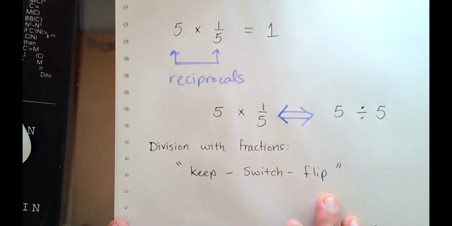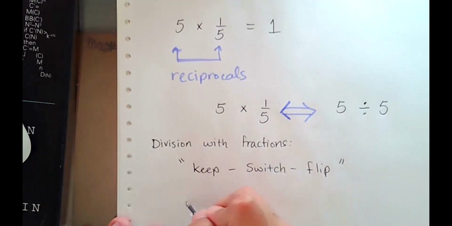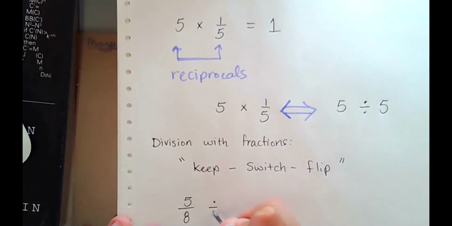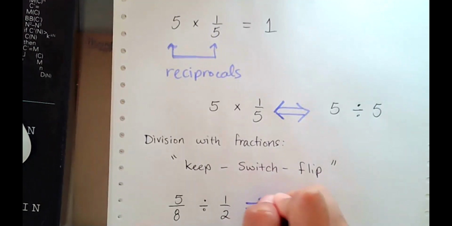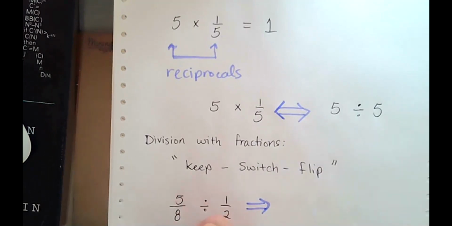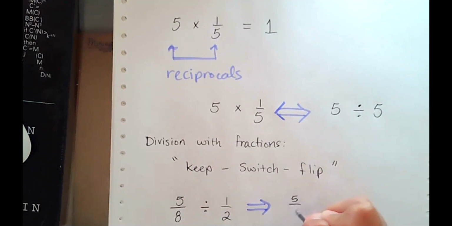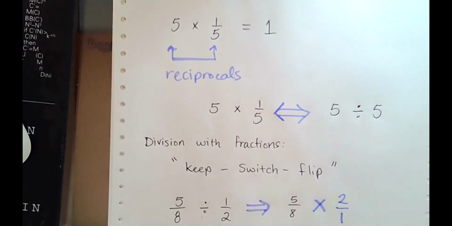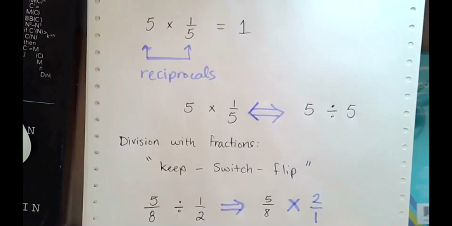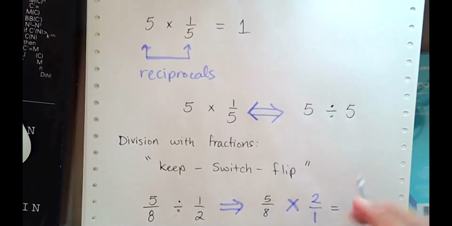So in that concrete example, we were looking at 5/8 divided by 1/2. What we're going to do is keep, switch, flip. So I'm going to keep 5/8. I'm going to switch to multiplication. And I'm going to flip this to 2/1. So I should be getting 10/8. And we won't worry about reducing or simplifying that right now.